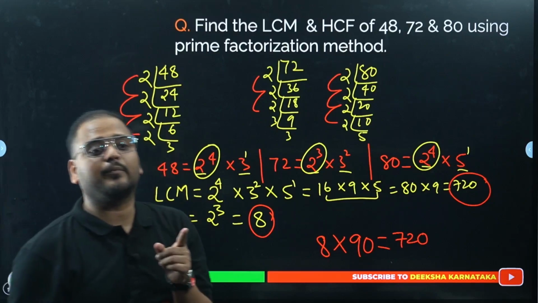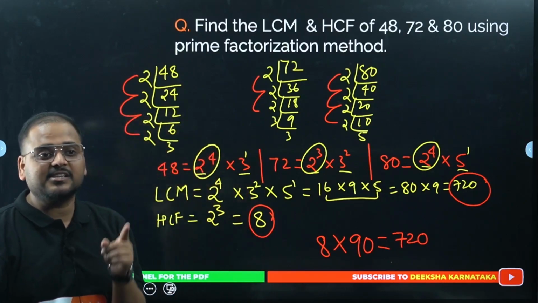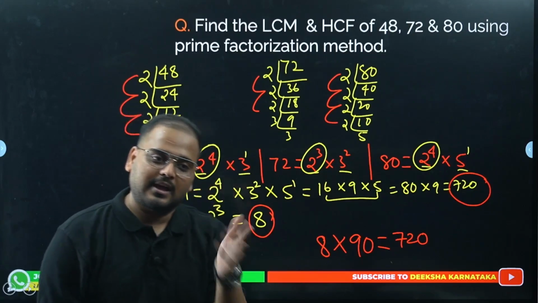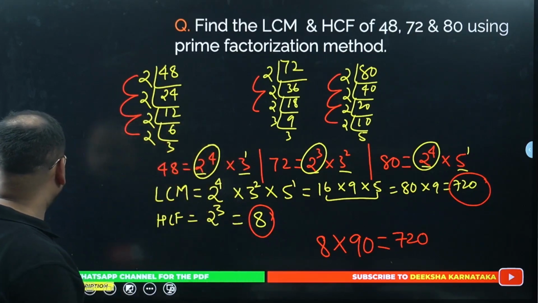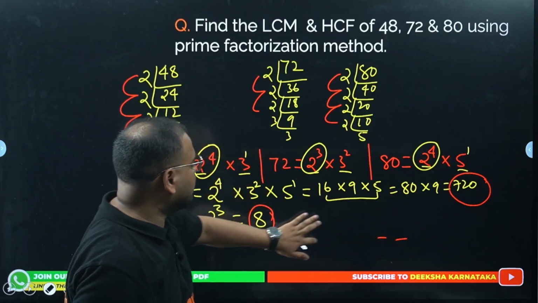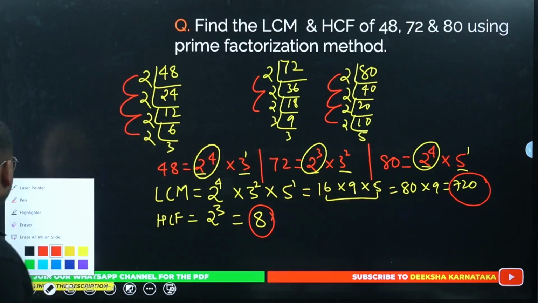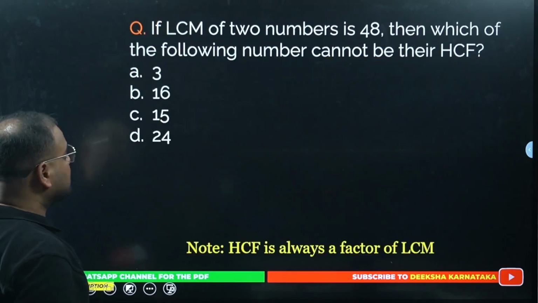Watching this video, repeat after me: for any given set of numbers, HCF is always a factor of LCM. Excellent. Let's erase this part so they will not get confused while doing the solution or coming back to the slide. Okay, let's go back to our original slide here.